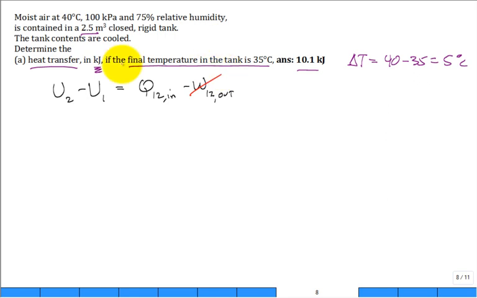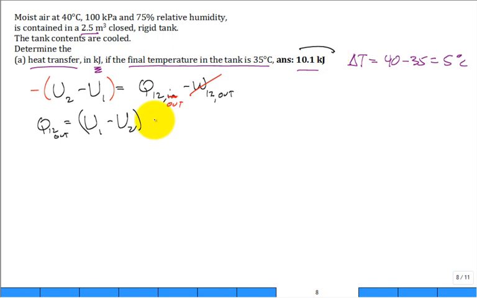And because we are interested in the heat transfer and we know the direction of the heat transfer, that this is really going to be out, I'm going to switch the signs here. And so Q1 to 2 will be capital U1 minus capital U2. And that's going to be out of the system. I'm talking about a positive heat transfer out. This 10 kilojoules didn't heat it up, it cooled it down.